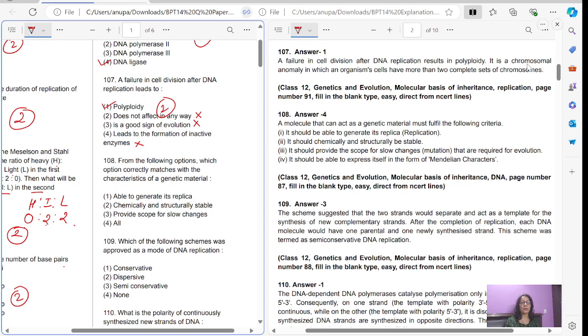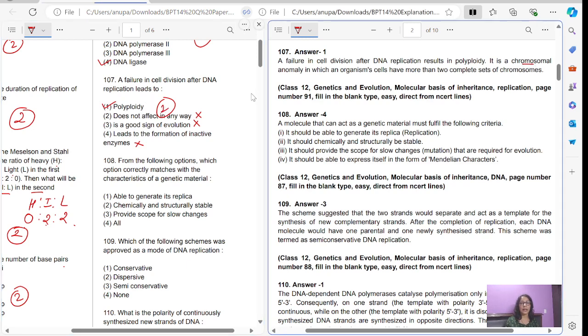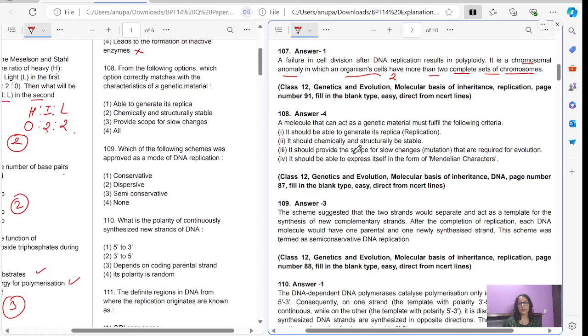What is polyploidy? Polyploidy is a chromosomal anomaly in which organism cells have more than two complete sets of chromosomes. Usually, organisms have two complete sets of chromosomes, but in case of polyploidy, the organisms have more than two sets of chromosomes. Now, let's move to the next question. That is question number 108.